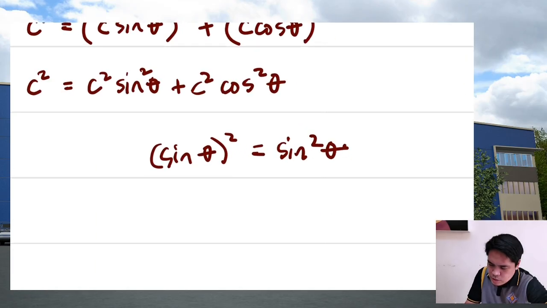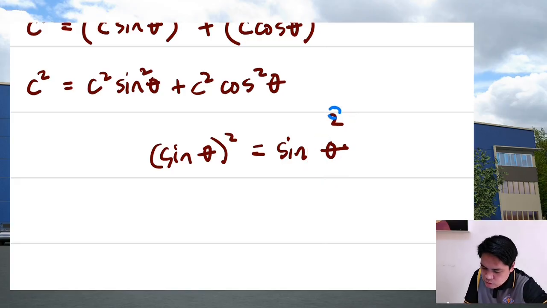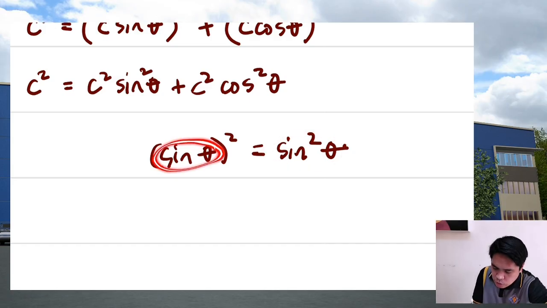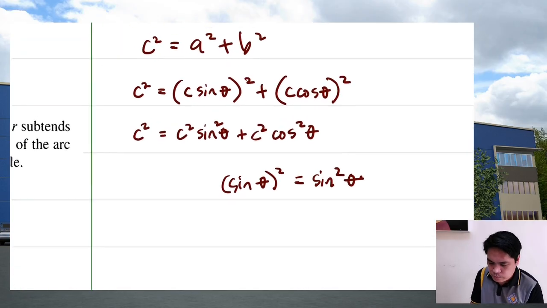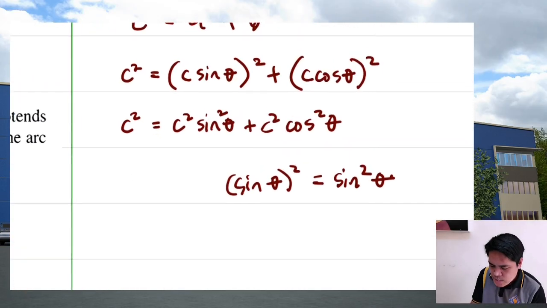That means, kasi kung nandito yung exponent natin sa gitna, it means that we are raising to 2 this whole expression. Be careful kasi kung ito yung 2, dito mo nilagay, meaning ang naka-square lang dyan is yung theta. Pero if etong 2 is nandito, meaning ang naka-square is the whole expression. Okay? So we have this.